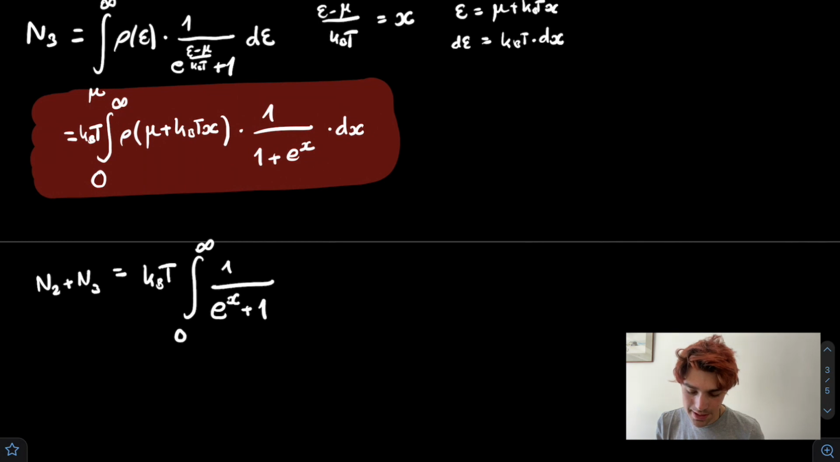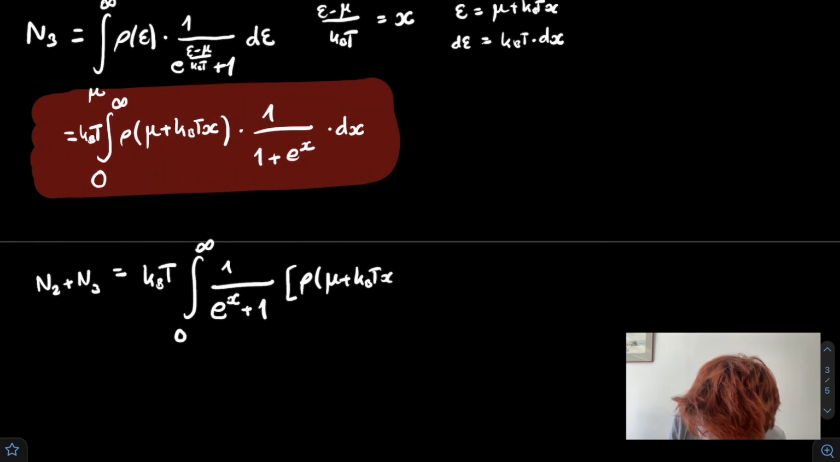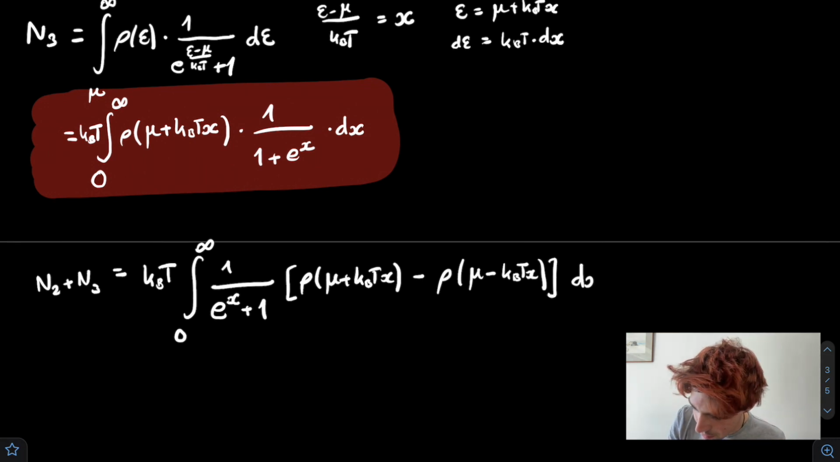And the only two terms that are going to be slightly different are the two density of states terms. So we've got a plus rho of mu plus kBTx. And of course this is going to be subtracted, because we have this minus sign right here, rho of mu minus kBTx right there. So we've combined both these integrals into one integral, which you can think of as the correction integral, to get the total number of particles away from absolute zero.